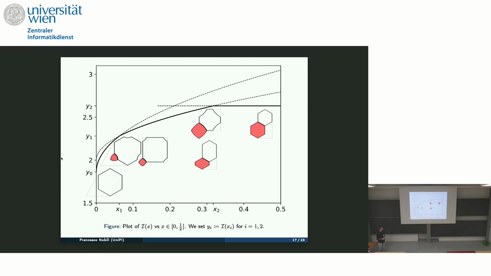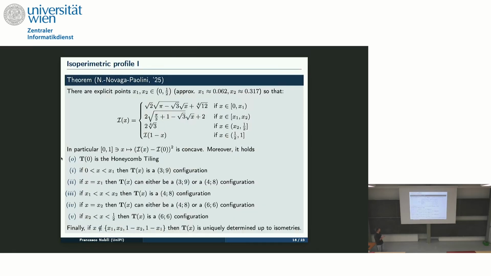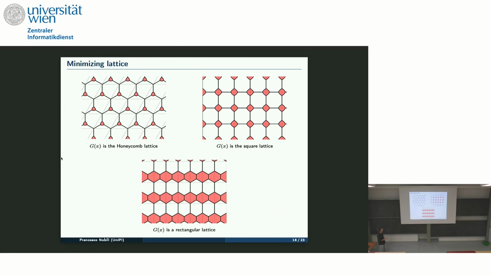And from x2 on, essentially, to 1/2, the profile is constant, because you can move the flat edge in order to exchange areas with the fixed perimeter. So this is basically what's written here from 0 up to 5. And the last comment is that unless you are at phase transition points, the tiling is unique up to isometries. So this is the only uniqueness statement that you could get. And if you would like to visualize it, this would be now the symmetric isoperimetric tiling configurations that we found.